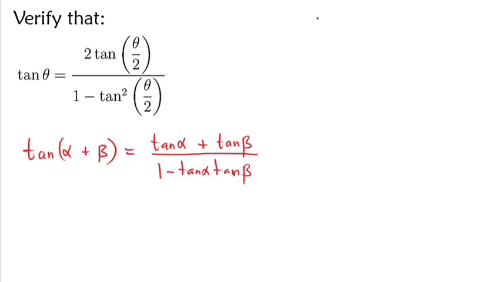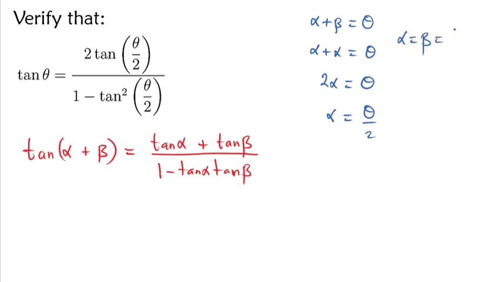We can clearly see that the angle we have in the identity is alpha plus beta. So we can say alpha plus beta is equal to the angle given, which was theta. Suppose these two angles are the same, that would be alpha plus alpha is equal to theta. So 2 alpha is equal to theta, hence alpha is equal to theta over 2. So what we're saying is alpha and beta are the same. So alpha is the same as beta, and this is just theta over 2. So replace every angle, alpha and beta, with theta over 2.